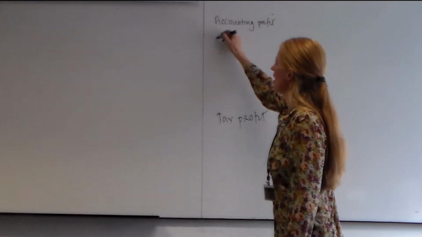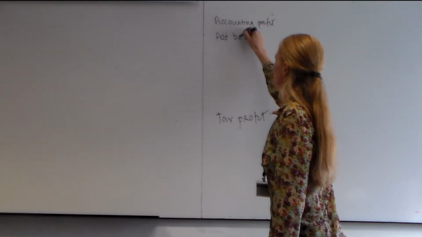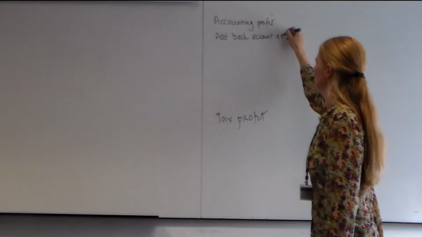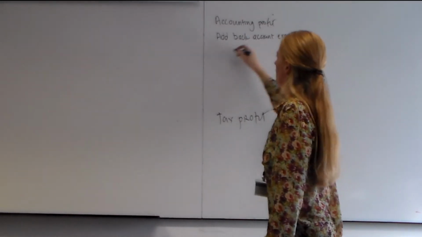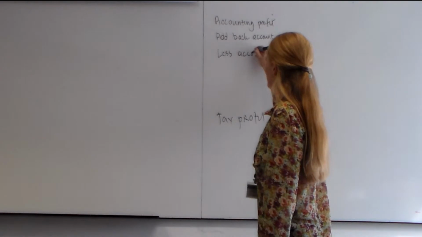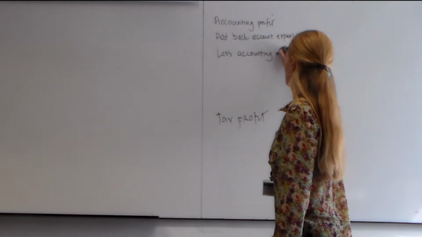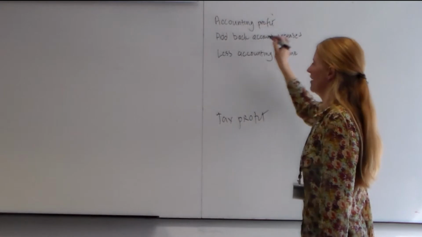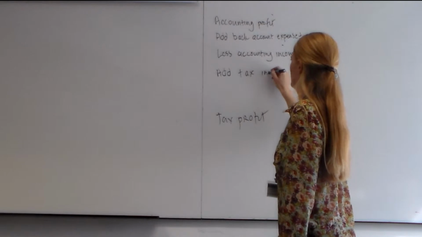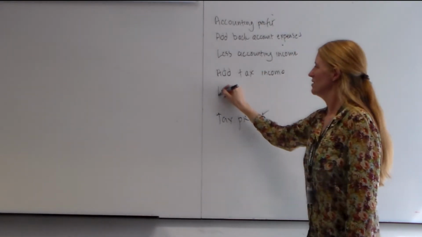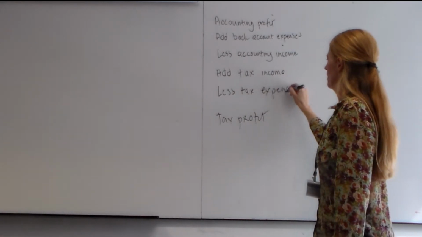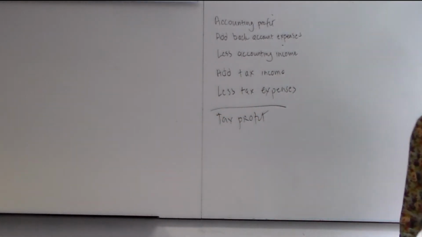So what you're going to do is you're going to add back your accounting expenses and subtract accounting income. Okay, we're going to add tax income and subtract tax expenses to get tax profit. Okay.